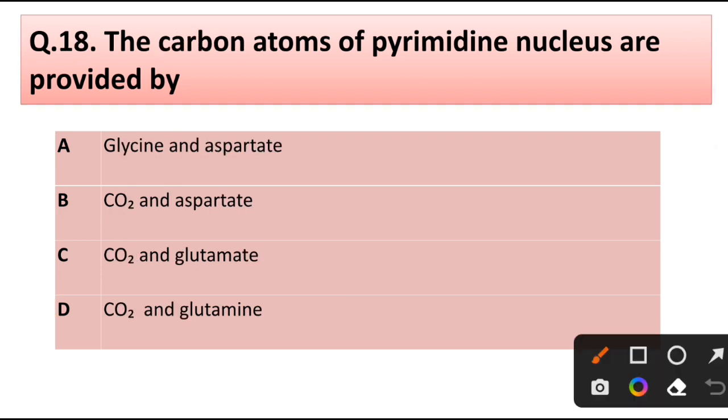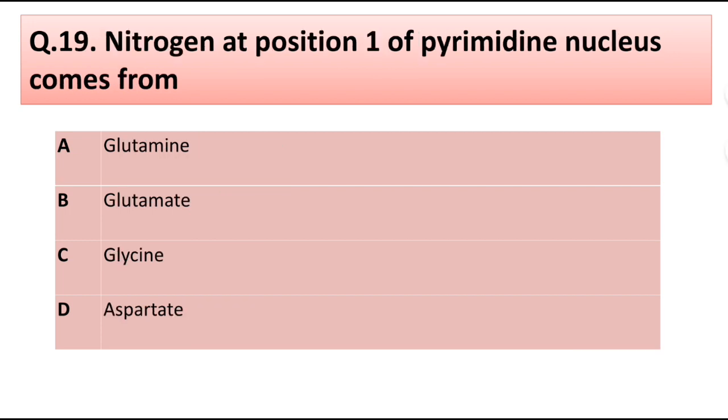Question number 18. The carbon atoms of the pyrimidine nucleus are provided by glycine and aspartate, CO2 and aspartate, CO2 and glutamate, or CO2 and glutamine. Correct answer is option B, carbon atoms are provided by CO2 and aspartate in pyrimidine.